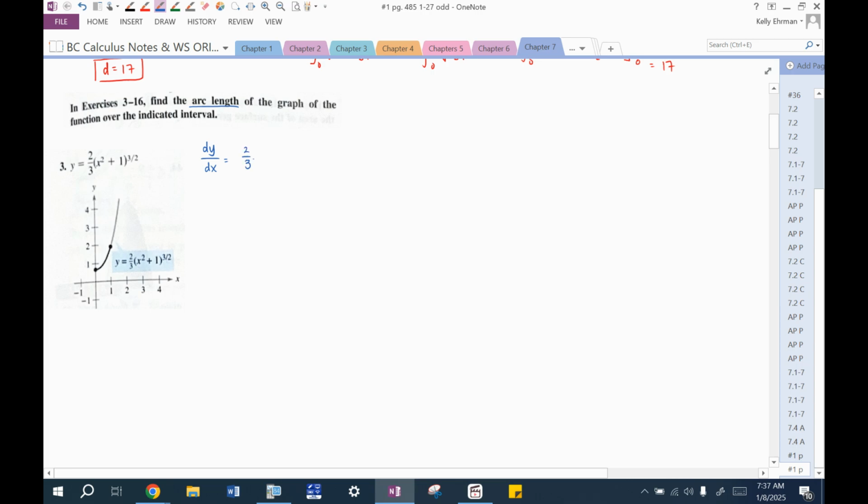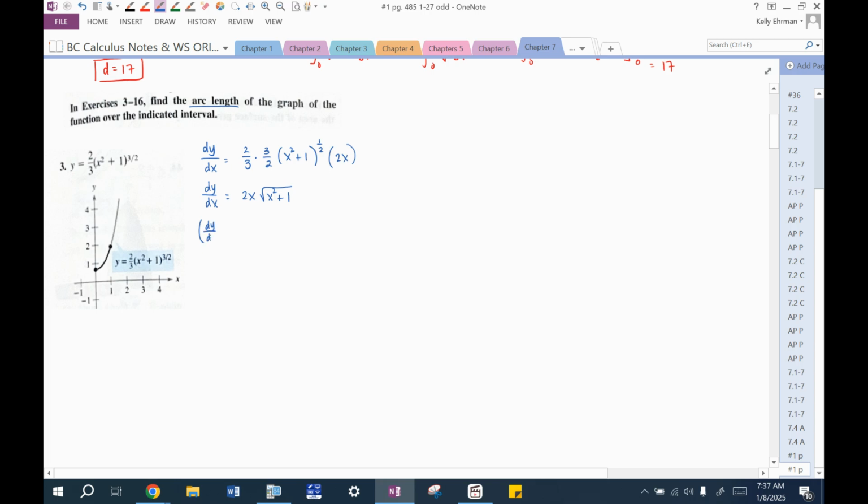So 2/3 times power rule to begin with, 3/2 times this quantity to the 3/2 minus 1. So 3/2 minus 2/2 is 1/2 power now. And remember, there's chain rule happening. We need the derivative of x squared plus 1, so times 2x. So let's clean this up a bit. 2/3 times 3/2 just cancels. So this is just 2x times square root of x squared plus 1. So that's dy dx.